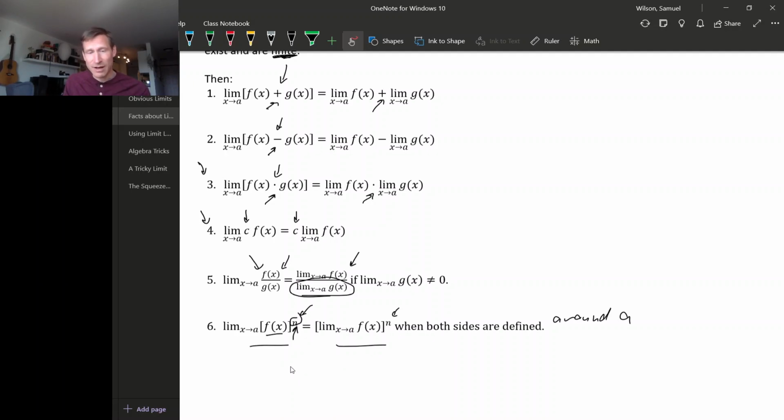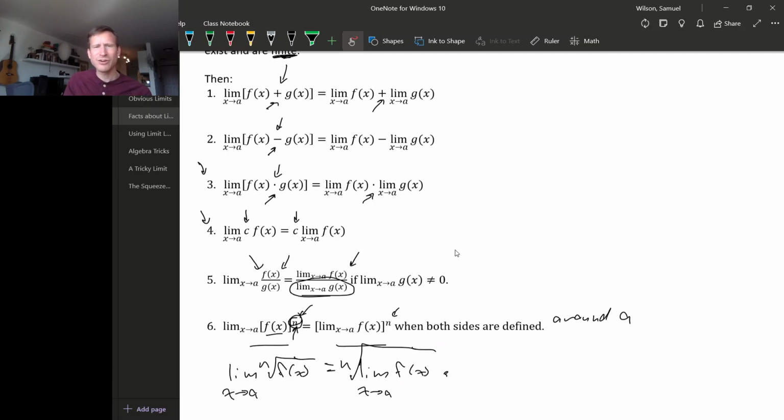Notice that this is true for any value of n. So in particular, it's true for fractional exponents, and that means it's true for roots, right? So another special case of this is that a limit as x goes to a of any root of a function is just the root of the limit of the function.